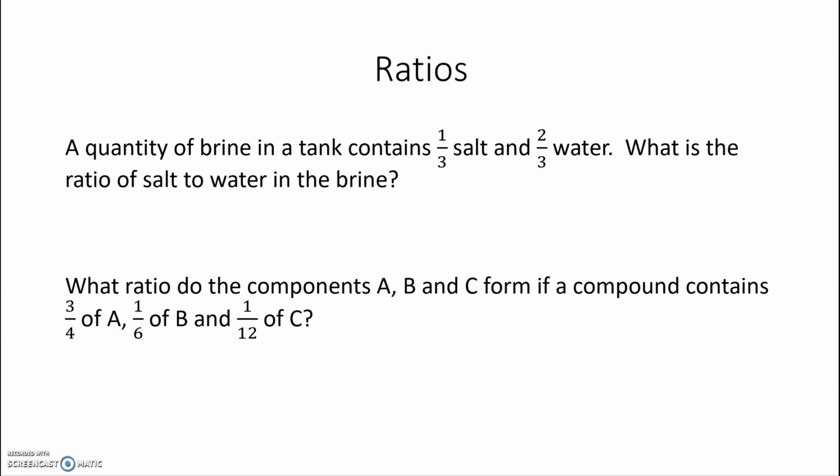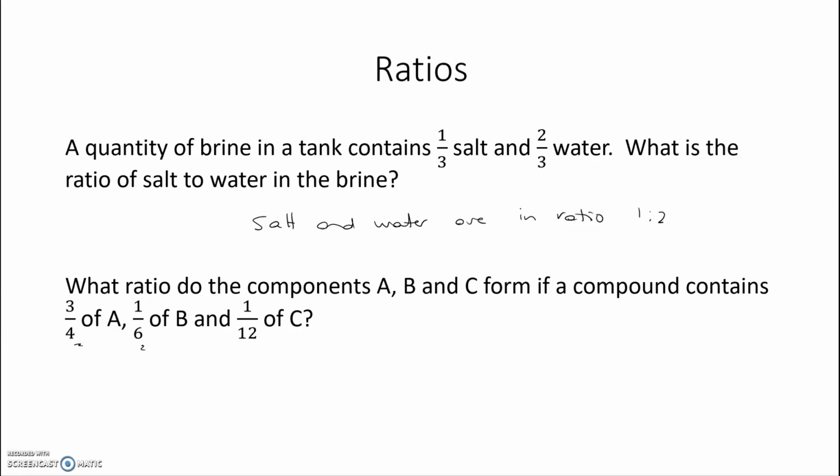For example, have a look at this one here. A quantity of brine contains 1/3 salt and 2/3 water. What's the ratio of salt to water? Well, we'd say that the salt and water are in a ratio 1:2.